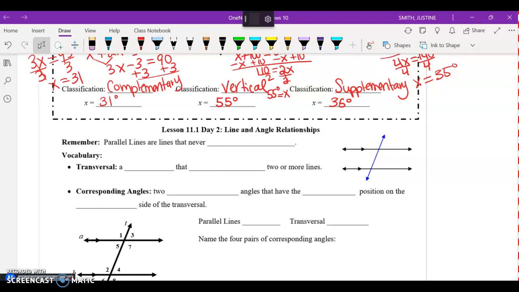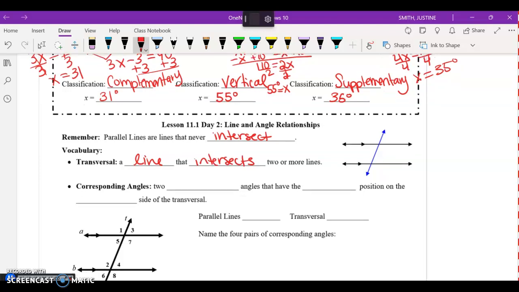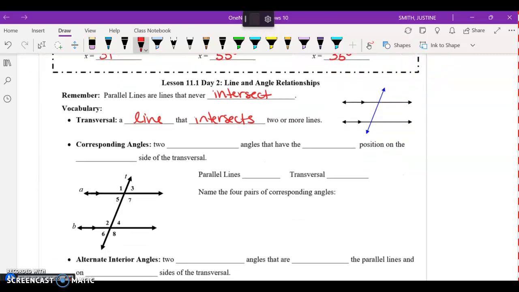Just remember, parallel lines are lines that never intersect. Okay, so a transversal is a line that intersects two or more lines. For example, this is the transversal here. When that line intersects two or more lines, it forms different types of angles. The first angle that we're going to look at is corresponding angles.